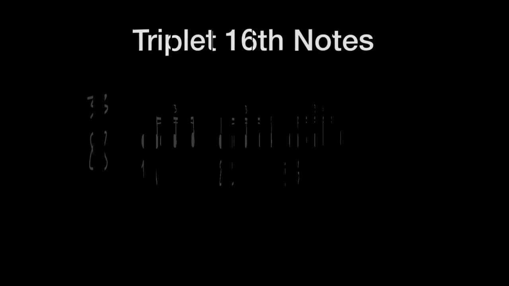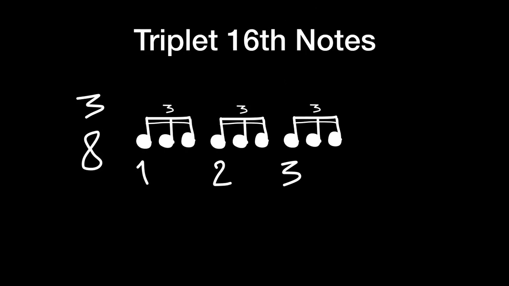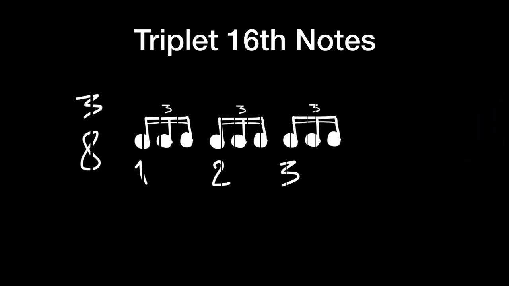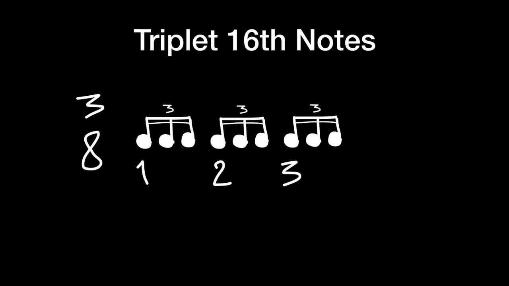But the most common place you will see triplet 16th notes is in 3/8 or 6/8 time. Here is an example. In this case, you can just count 1 and 2 and 3 and like before. Let's count through this measure. 1 and 2 and 3 and.